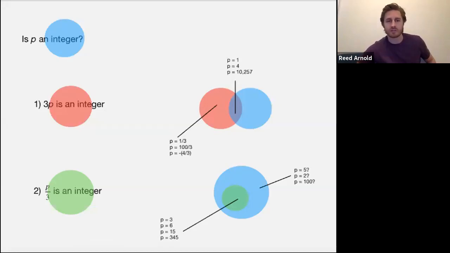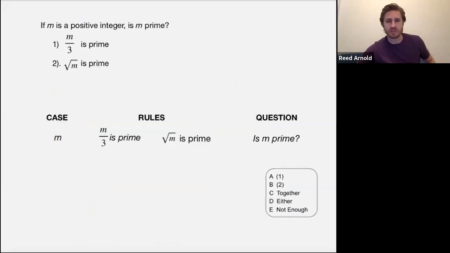So use that case rule question organization for this problem here. Go ahead, take 2 minutes.